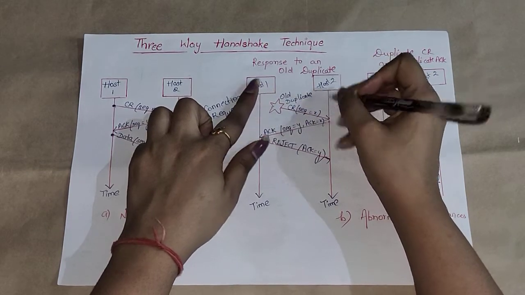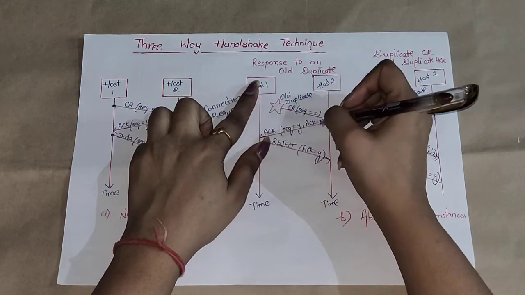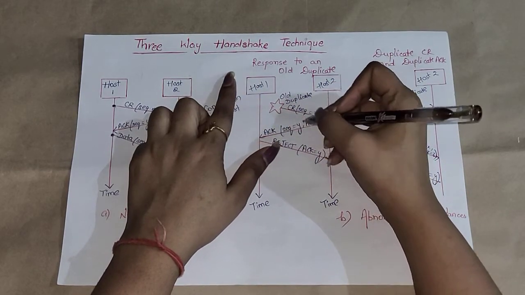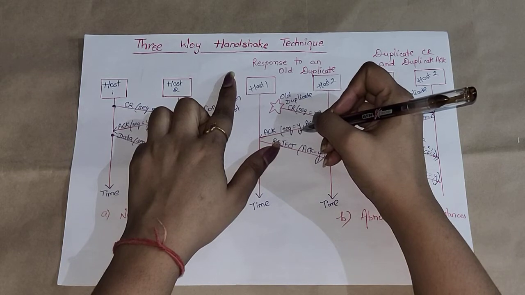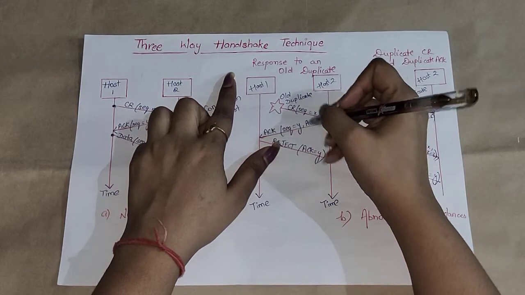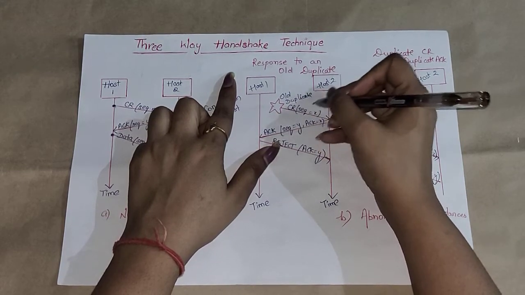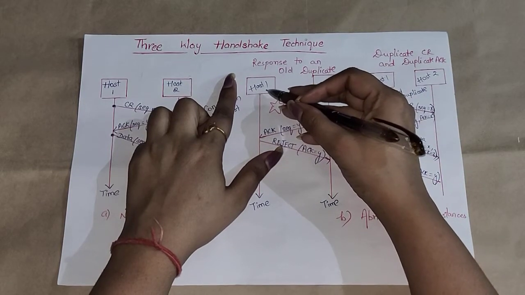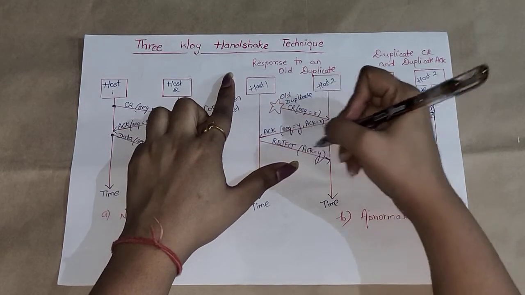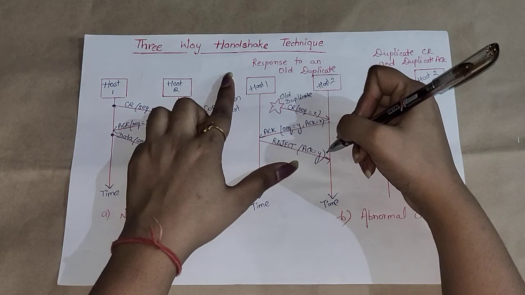After receiving this, host 2 is sending an acknowledgement to host 1 that it is now expecting a packet with sequence number y, and this is an acknowledgement for this connection request x. But host 1 has not transmitted this, so host 1 will reject this connection request.